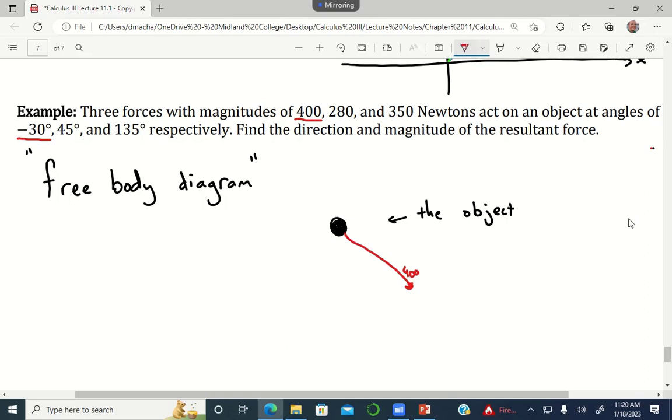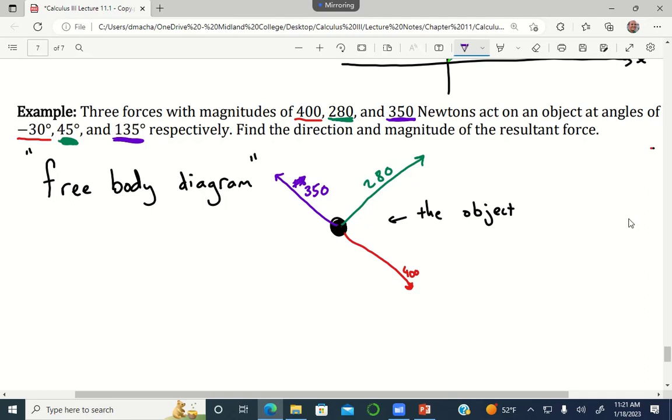And then switch colors. I've got another force that's acting with 280 newtons at a 45 degree angle. So I'm thinking about something like that. And then lastly, I have a force that's acting with 350 newtons at the 135 degree angle, which is over here in this direction. Whoops, that should be 350 newtons.